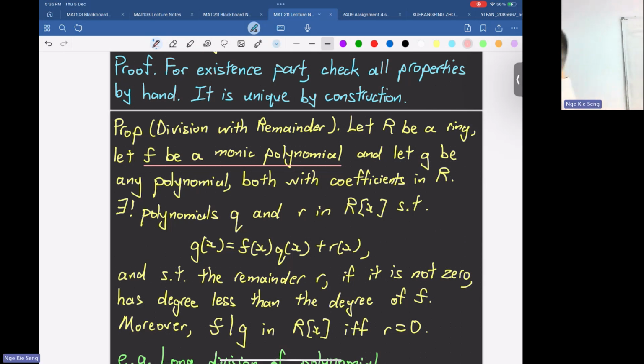For example, if you change this ring to a field, then your f does not need to be monic, because you can always take a multiplicative inverse. Okay, any question?